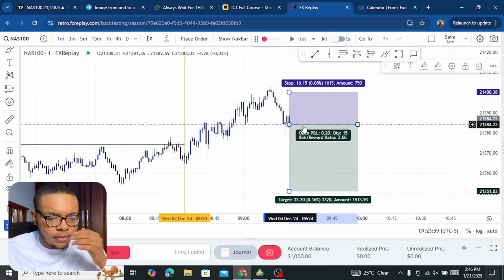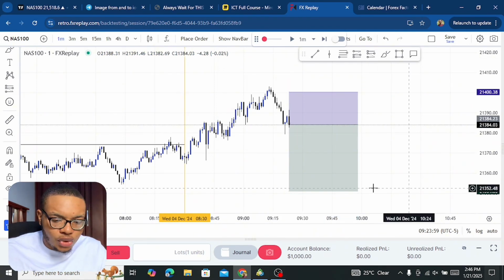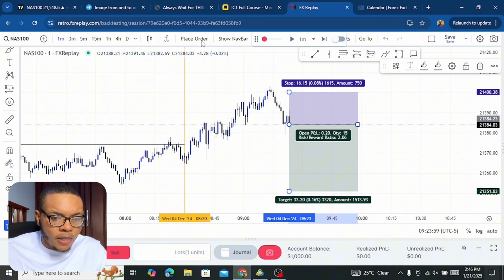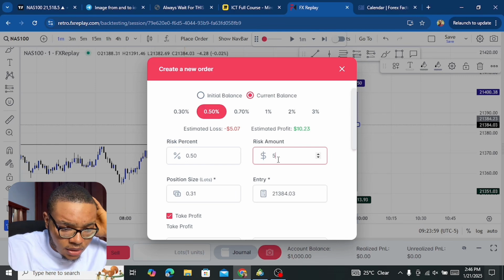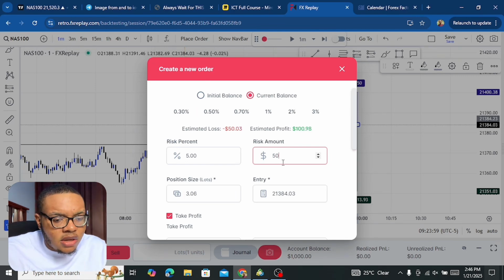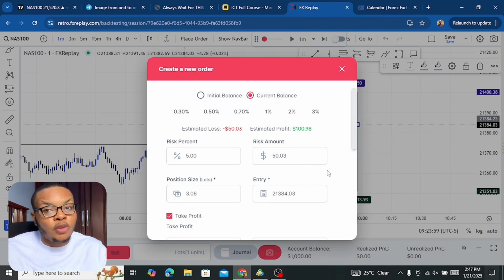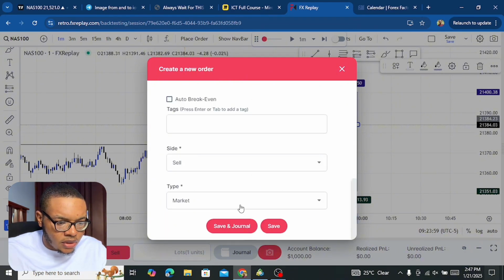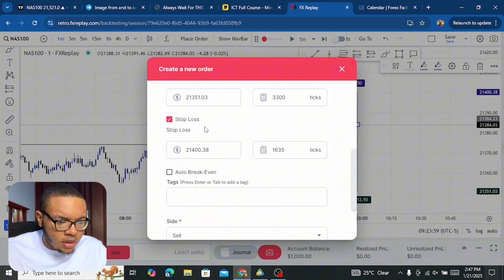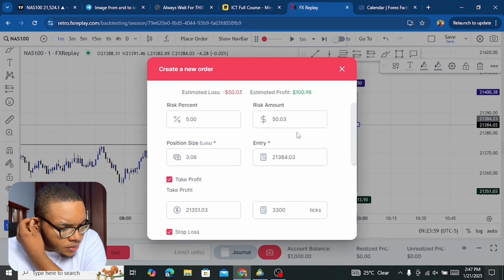Let's have that trade. Let me show you how to place a trade here on FX Replay. This is a $1,000 account, so let's risk $50. $50 is good enough, it's 5%. It's going to be too big for a prop firm account, but if it's $1,000, it's probably a live account. So $50 is good enough risk, and I want to sell, sell side. Yes, instant execution. That's what I want.